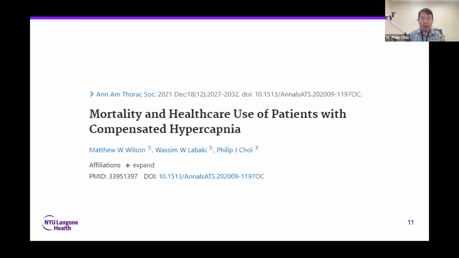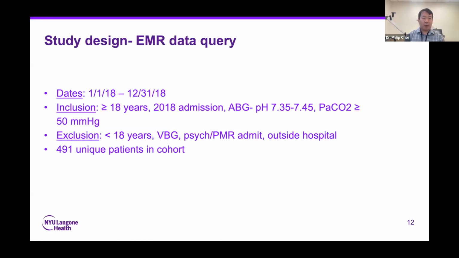So this paper was published several years ago in the Annals of the American Thoracic Society, looking at mortality and healthcare use of patients with compensated hypercapnia. What we did was a very simple electronic medical record query where we looked at all patients who were admitted to the University of Michigan Medical Center between January 1st of 2018 and December 31st of 2018. So we included any patients of adult age who had an admission during that 2018 year.